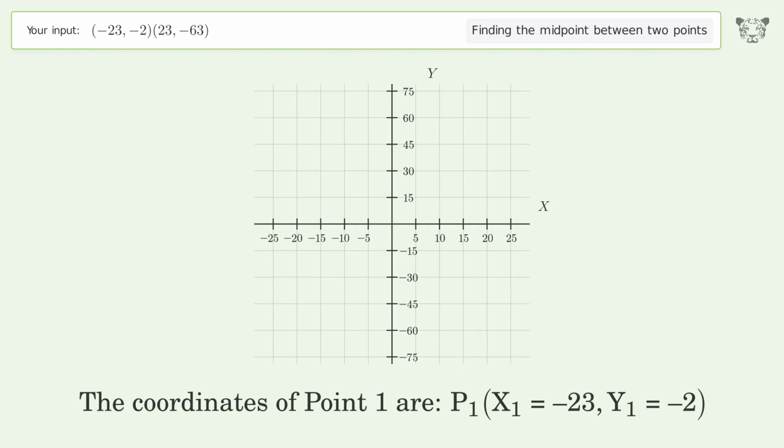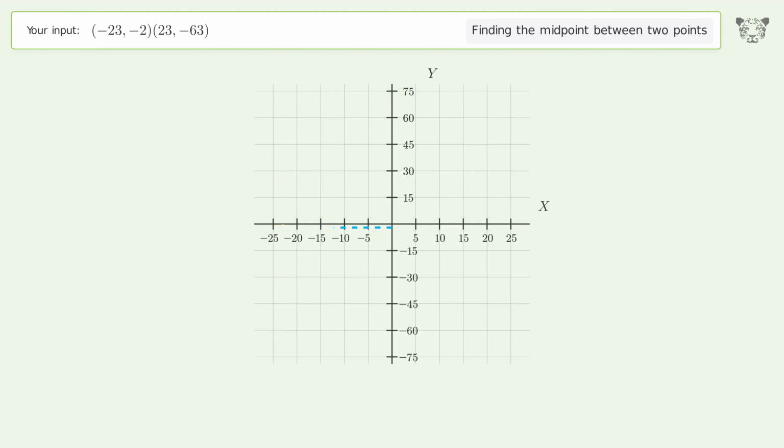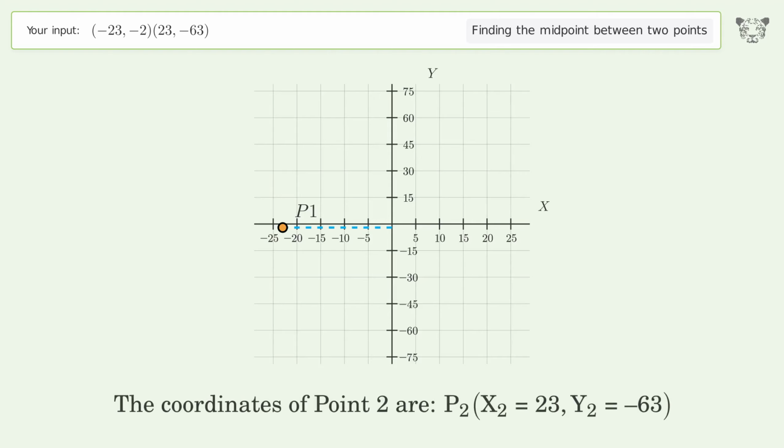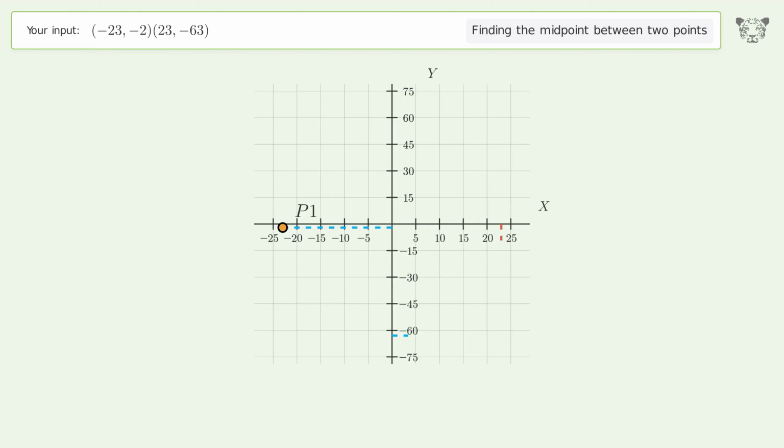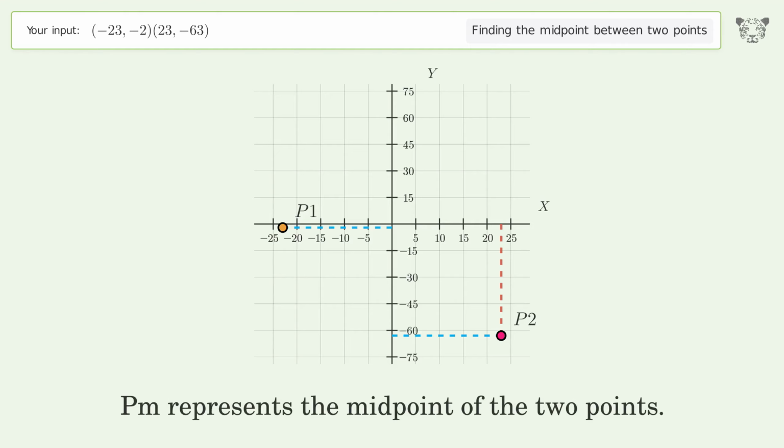The coordinates of point 1 are, x1 equals -23, y1 equals -2. The coordinates of point 2 are, x2 equals 23, y2 equals -63. PM represents the midpoint of the 2 points.